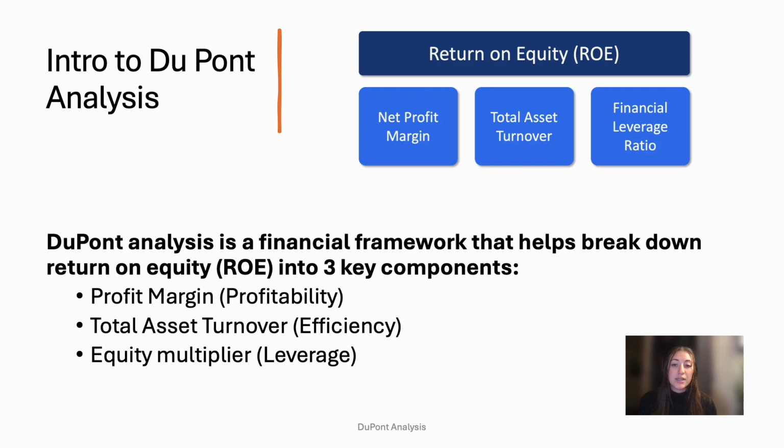So first we need to get into what is the DuPont analysis. The DuPont analysis is a financial framework that helps break down return on equity, or ROE, into three main components, which are your profit margin, or your profitability, your total asset turnover, or your efficiency, and then your equity multiplier, or your leverage. Basically, ROE is a way to measure how well a company is using the money that is invested to make a profit.